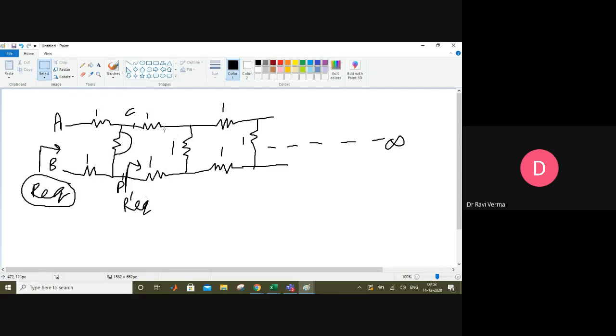But all the other wires have a resistance of 1 ohm, 1 ohm, 1 ohm. This resistance is 1 ohm. First, see, this is 1 ohm and this is short circuited. So what is the equivalent of 1 ohm in parallel with a short circuited wire? 0 ohm. So 1 in parallel with 0 is 1 into 0 upon 1 plus 0. So this is 0, this is 1 and this is 1.